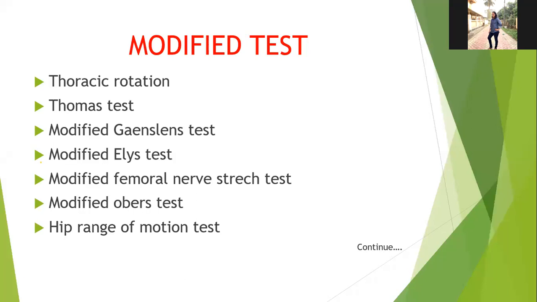Then we are doing the other tests. The other four tests we are doing with the patient in the supine position. The position of the patient will be supine, with half of the body outside the couch, so that the sacrum area is on the table. Okay, and the legs are outside the table.